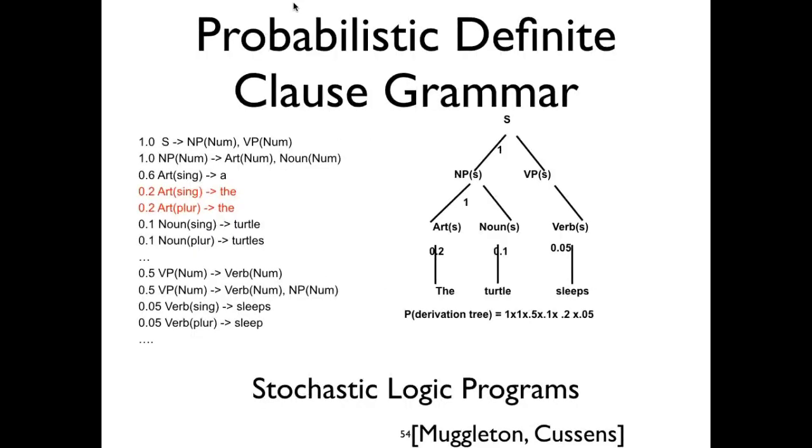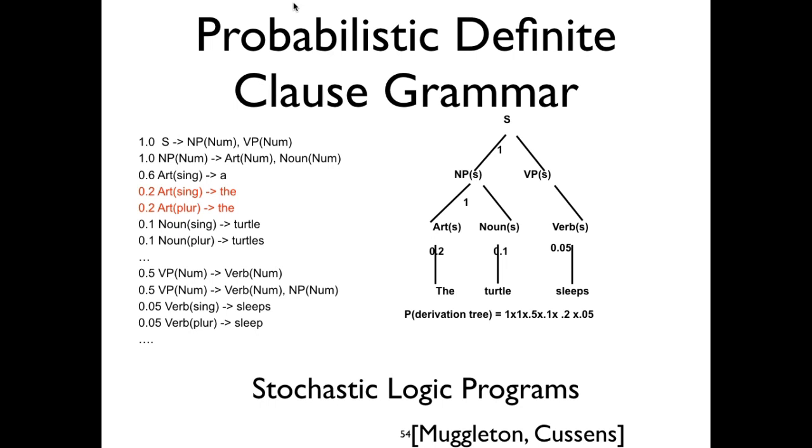Here is a little example. This is what is called a definite clause grammar, and it's a probabilistic one. What has changed is that my non-terminals have been given arguments. For instance, here it says that for a sentence, there should be a number agreement between the noun phrase and the verb phrase. They should either both be in singular or in plural form. And the same holds for the article.